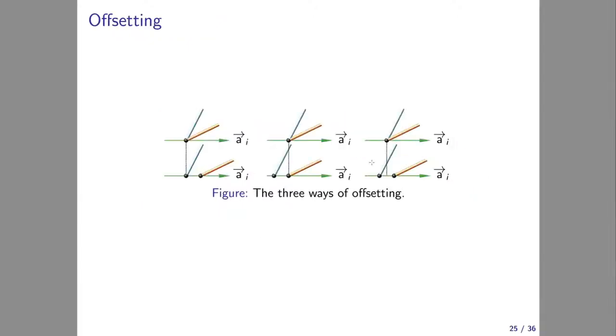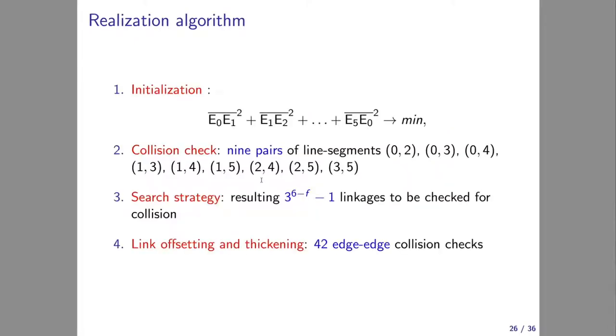After this, we can do a post procedure, it's like an offsetting procedure, namely we just shift this. So the realization algorithm will be divided in such a way that first we define an initial starting procedure, initialization, for our procedure is that we take this summation to the minimal, and then we do the collision check.